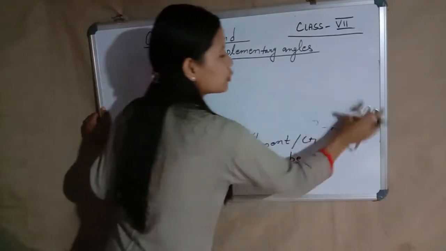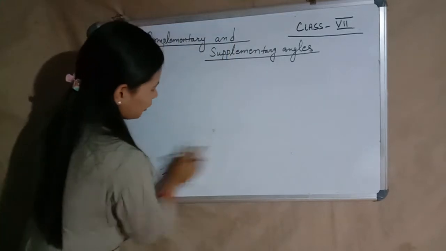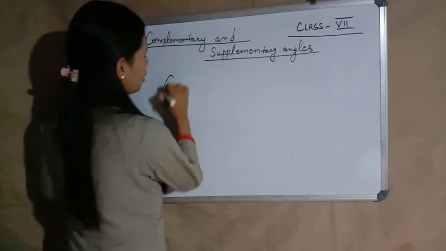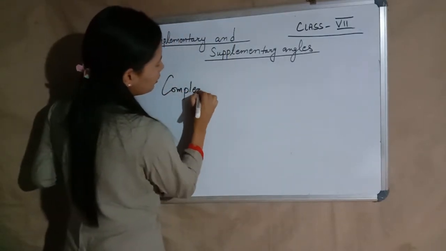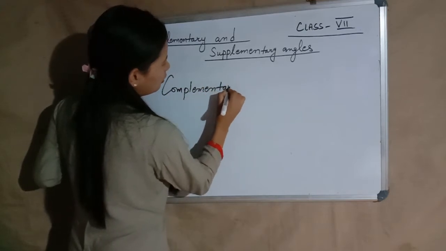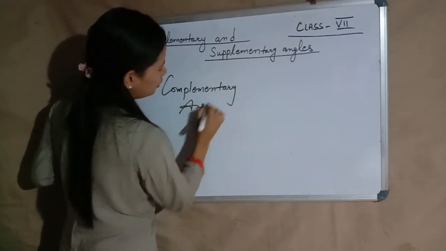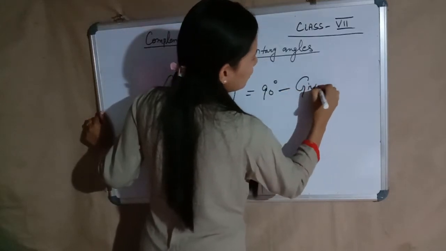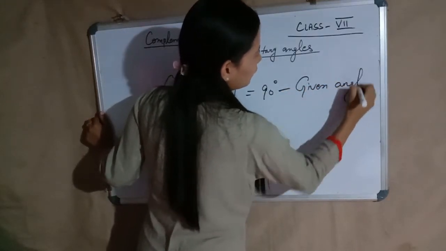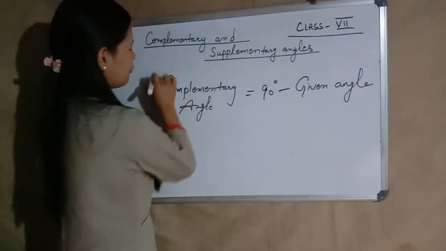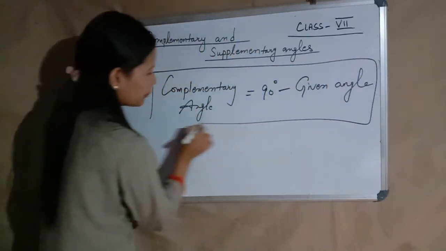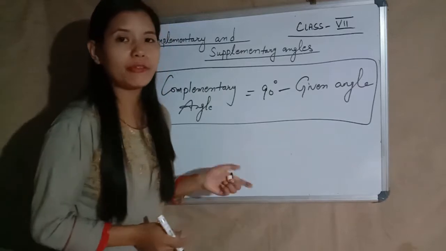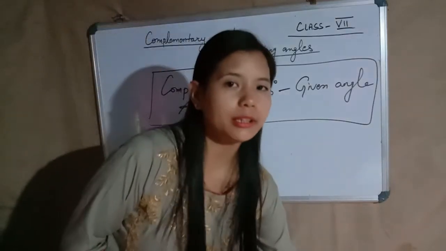With this example we can get one conclusion. I want all of you to note this down. You can write: complementary angle equals 90 degrees minus given angle. This is the formula, and I want all of you to remember this. This is how we can find the complementary angle of a given angle.